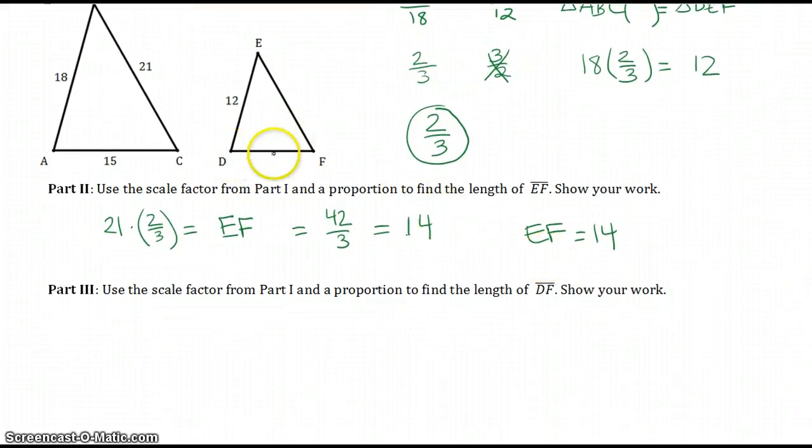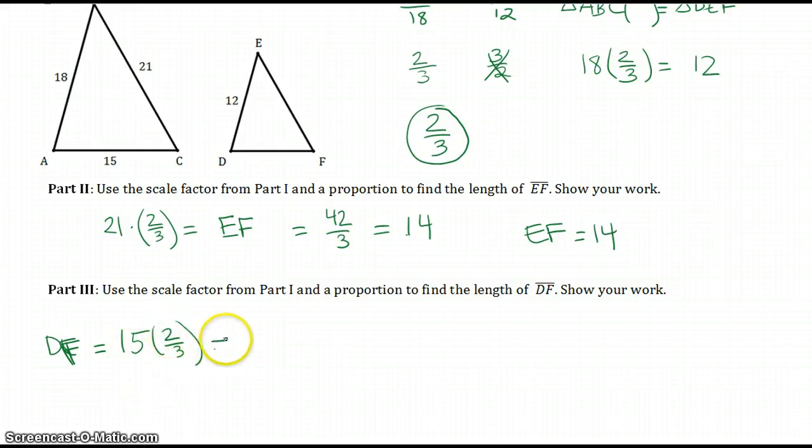We also need to find the length of DF. Well, DF corresponds to AC. So 15 times 2/3 will give us the length of segment DF. 15 times 2 is 30. 30 over 3 is 10. So the length of segment DF is 10.